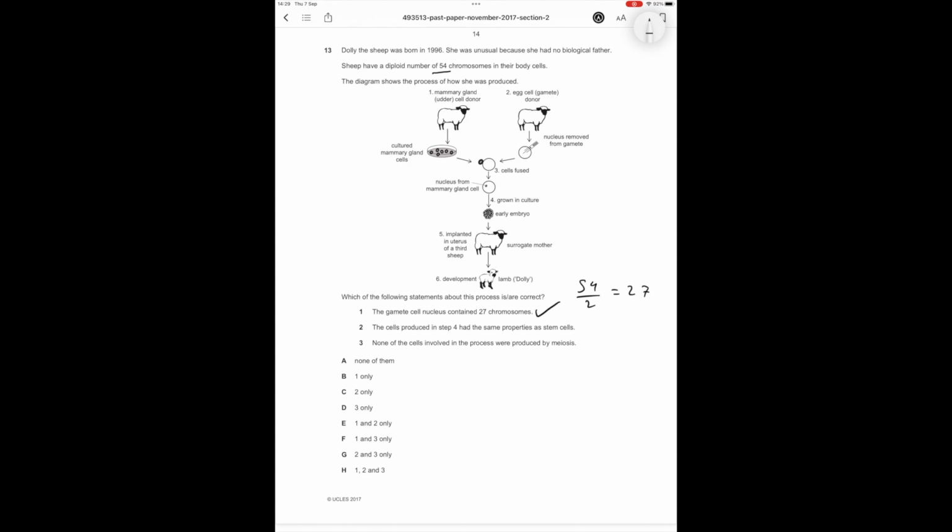Okay, statement 2. The cells produced in step 4, the early embryo, had the same properties as stem cells. That's true because the early embryo has stem cell-like properties. 3. None of the cells involved in this process were produced by meiosis. That's false because the gametes in this sheep up here are. So therefore only statements 1 and 2 are correct, and the correct answer option in this case is answer option E.